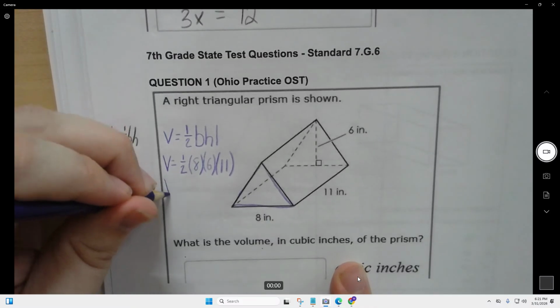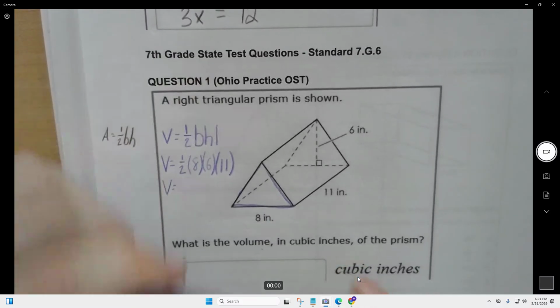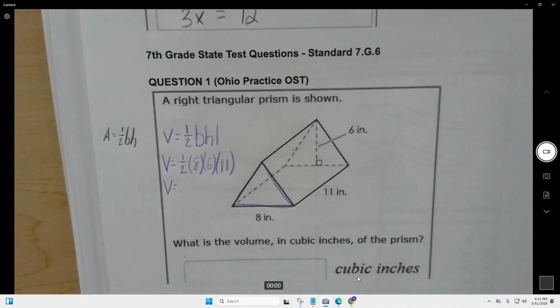If they allow you a calculator for this question, by all means, use the calculator. I'm a big advocate that you should always use the calculator for every calculation, even if it's 2 plus 2, because you have it, right? You don't want to lose points due to a calculation error.